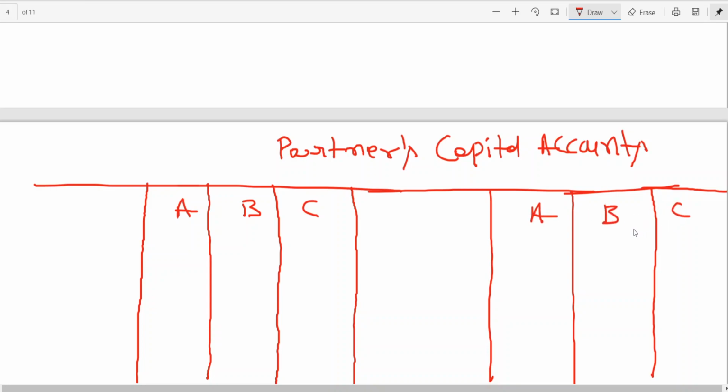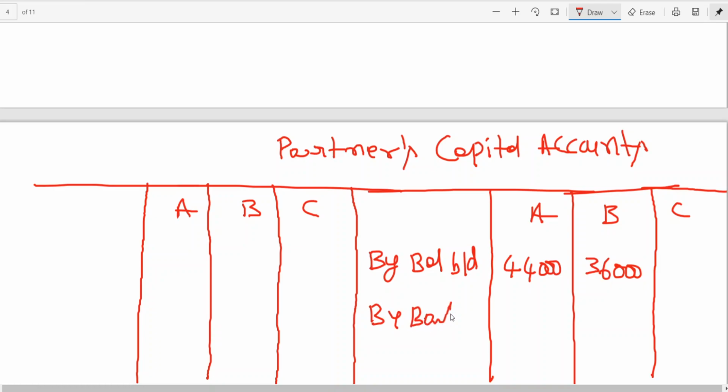Okay, let us take the capitals. By balance brought down, A's capital is given in the problem, 44,000. B's capital is 36,000. A new partner has brought his share of capital. What is the amount brought by the new partner? 25,000.